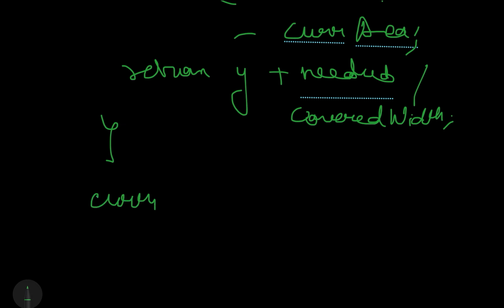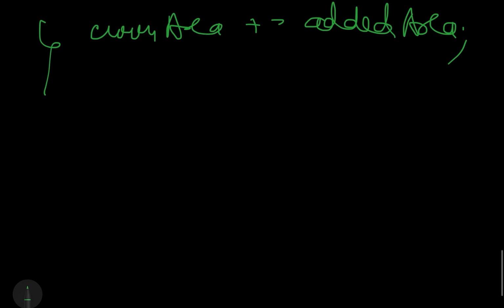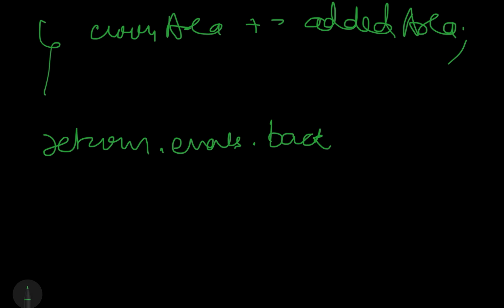Else we'll just increase our current area by adding the added area. And finally, we'll return our events dot back of first.